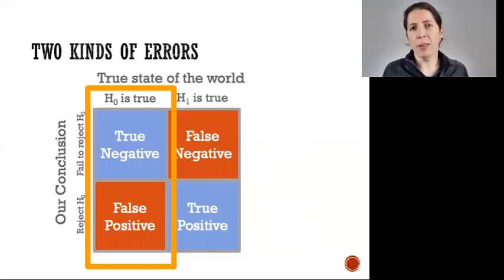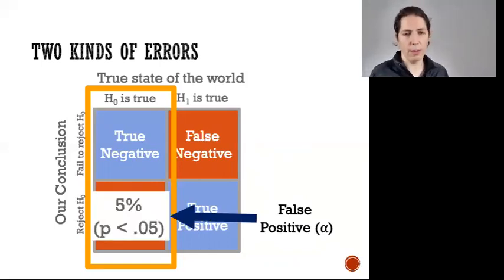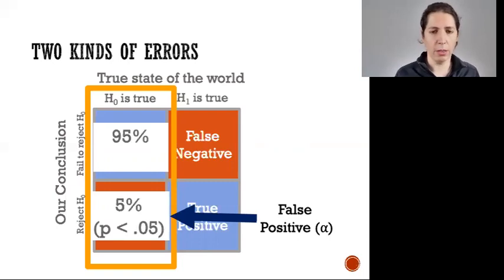But by adopting this convention that alpha is 5%, we're accepting that when we live in this left world, we're going to make a false positive error 5% of the time. That means that the other 95% of the time when we're in this left world, we're going to correctly think that there's nothing there. We're going to correctly conclude that we didn't observe an effect. We can't reject the null.